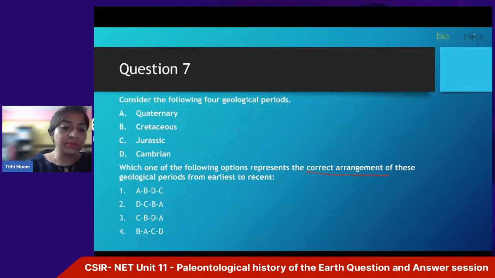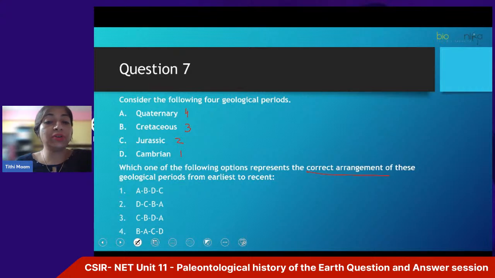Cambrian, the first period, right? After that, out of the things that are given, next comes Jurassic, which is in the Mesozoic era. Then Cretaceous, which is also in the Mesozoic era. And then the Quaternary period, that is in the Cenozoic era, or the most recent period altogether, if we see. So what will be the order? D, C, B, A. Very, very simple.